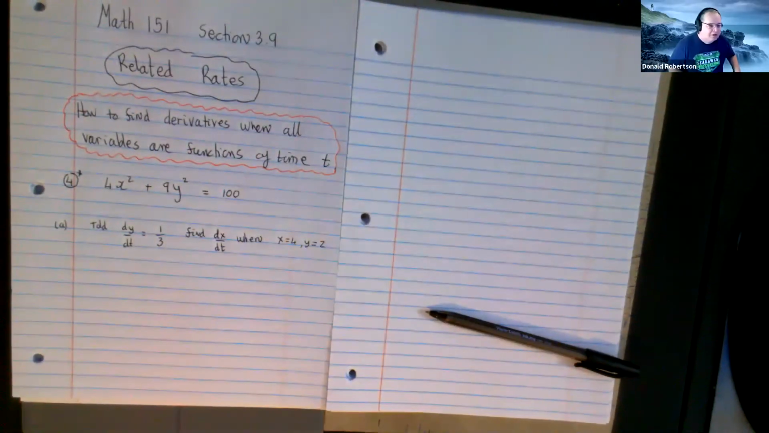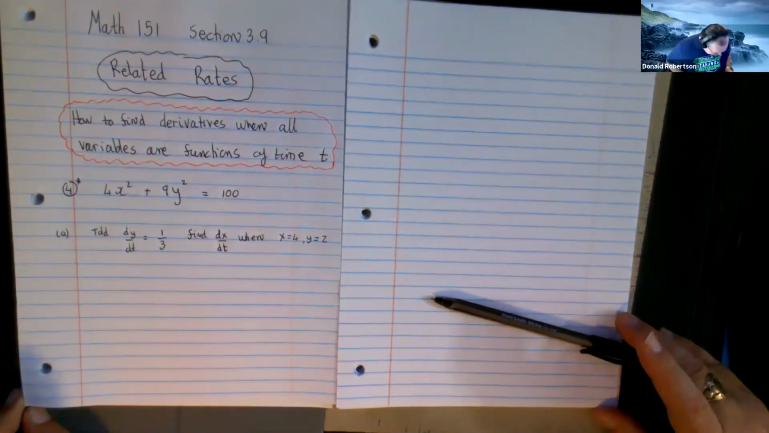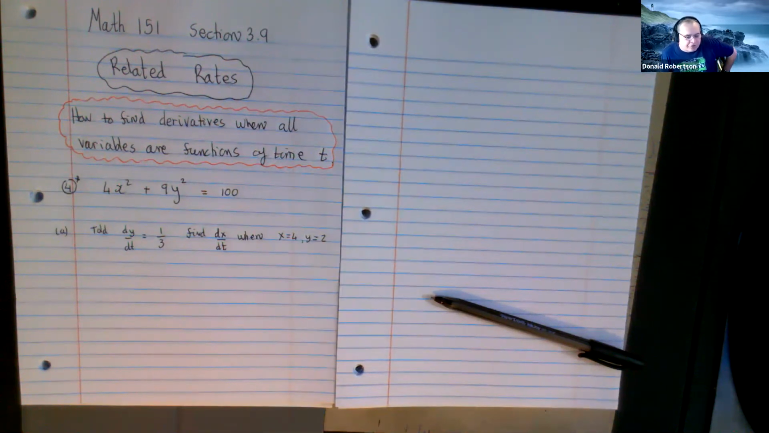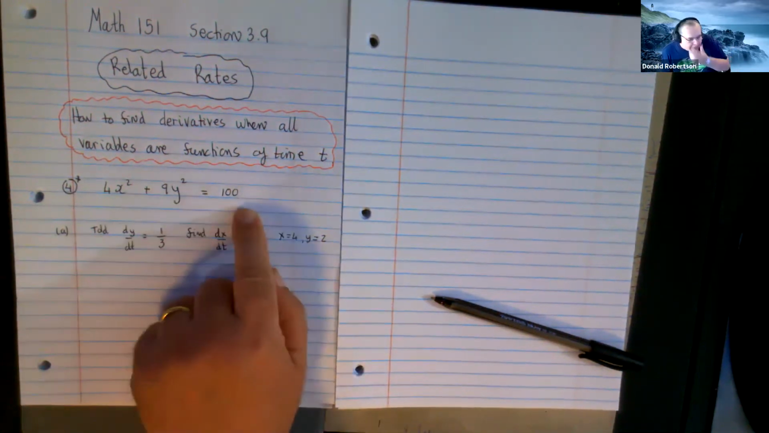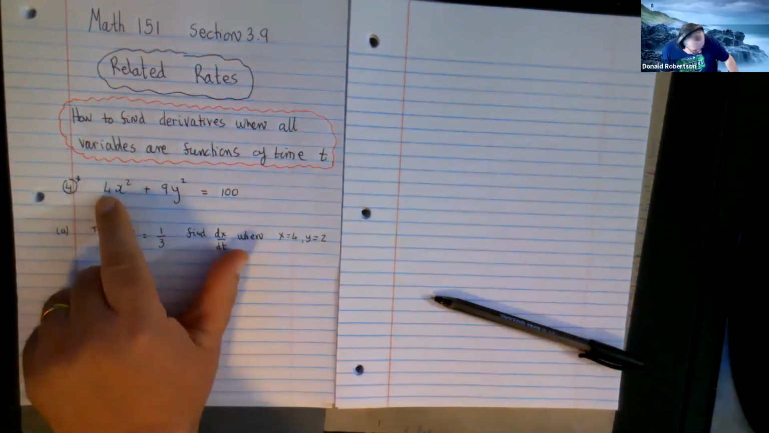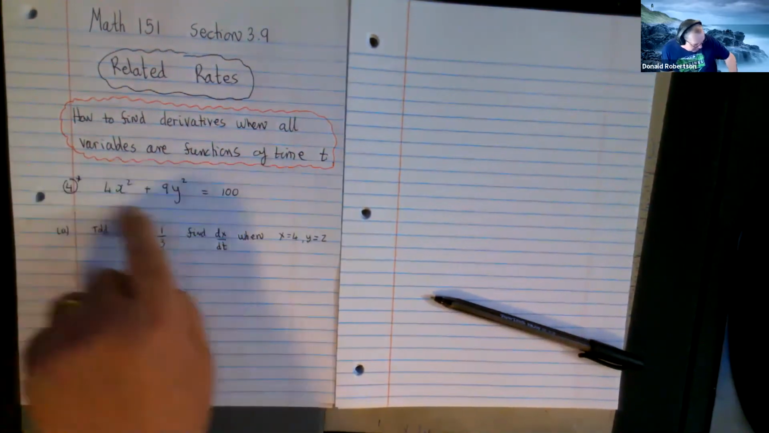Let's get started. We are looking at related rates. Related rates are really about how you find derivatives when all the variables that you see are actually functions of time. So this one here is an example where we're going to look at an expression, 4x squared plus 9y squared equals 1,000. If you're interested, that's actually an ellipse.